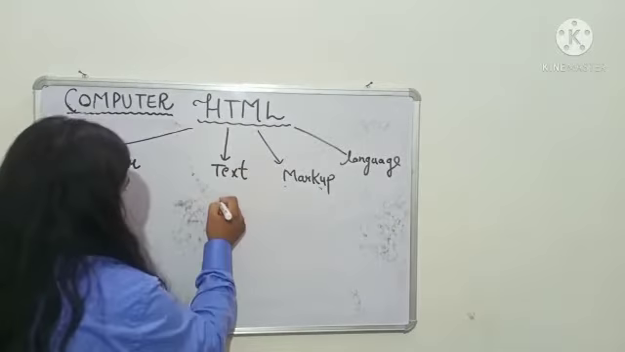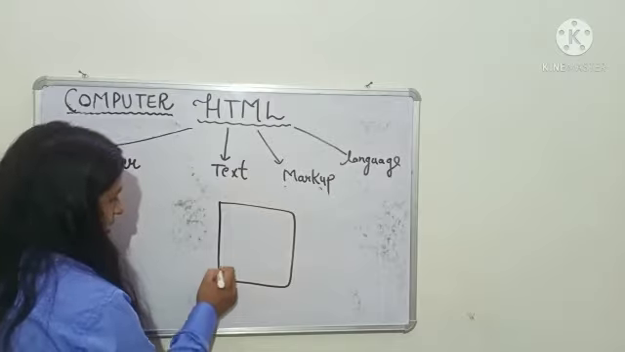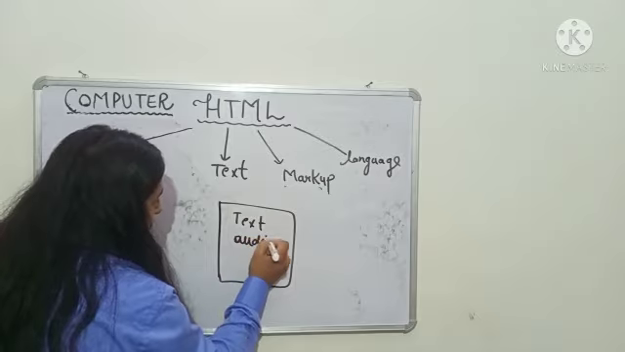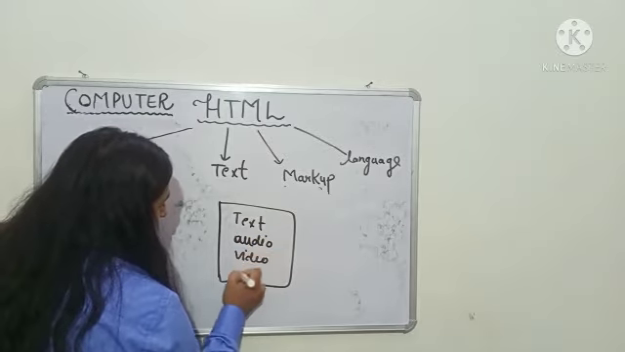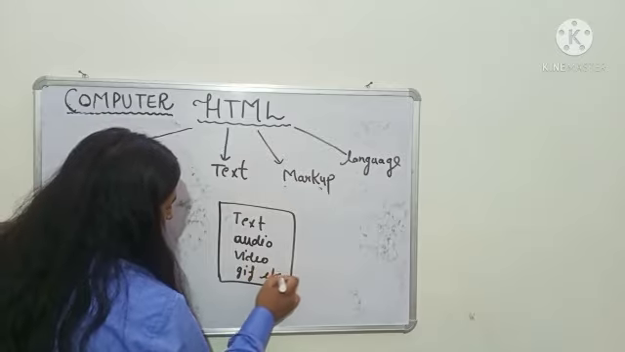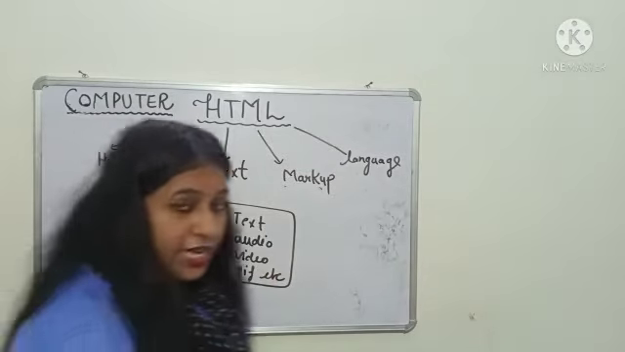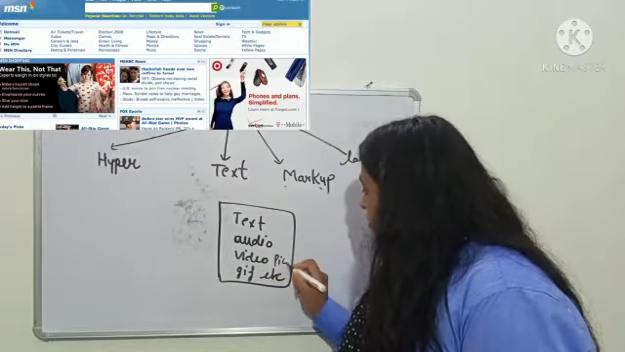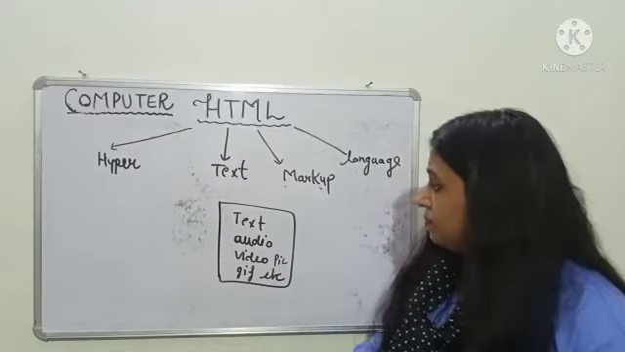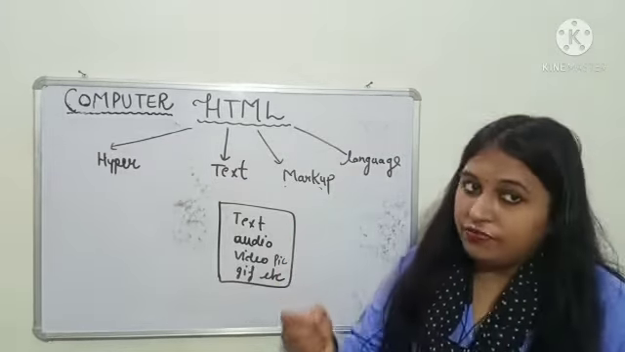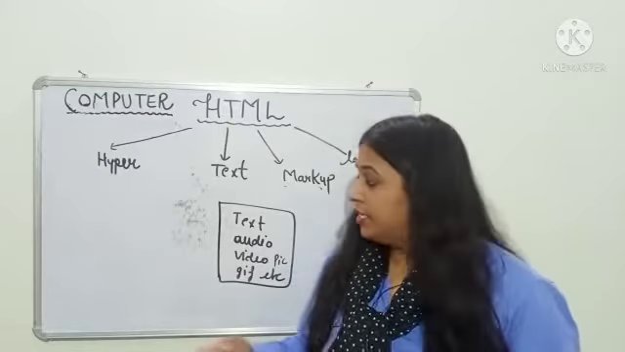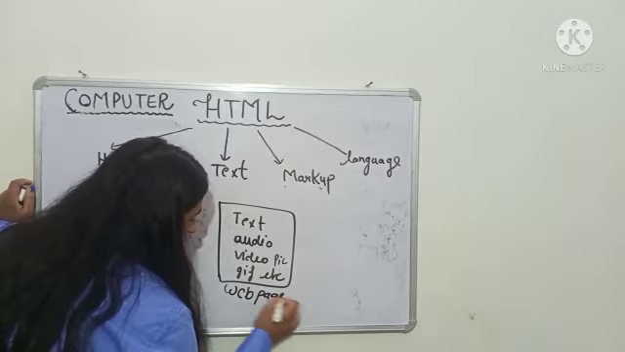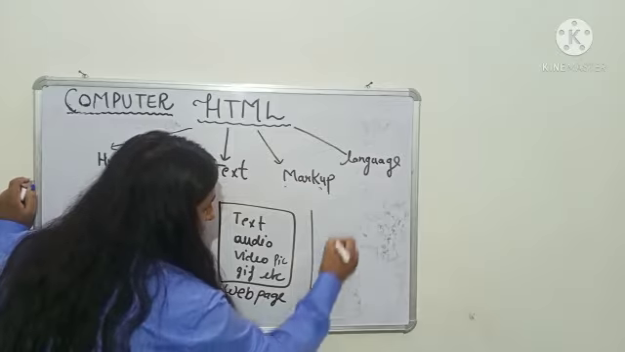So a web page, you know, a web page is a single page that holds text, audio, video, GIF, etc. So a web page is a collection of text, audio, video, GIF and pictures, etc. This is a single page that holds all the information related to a topic, right? And now this is a web page, right? And now the question is, what is a website?